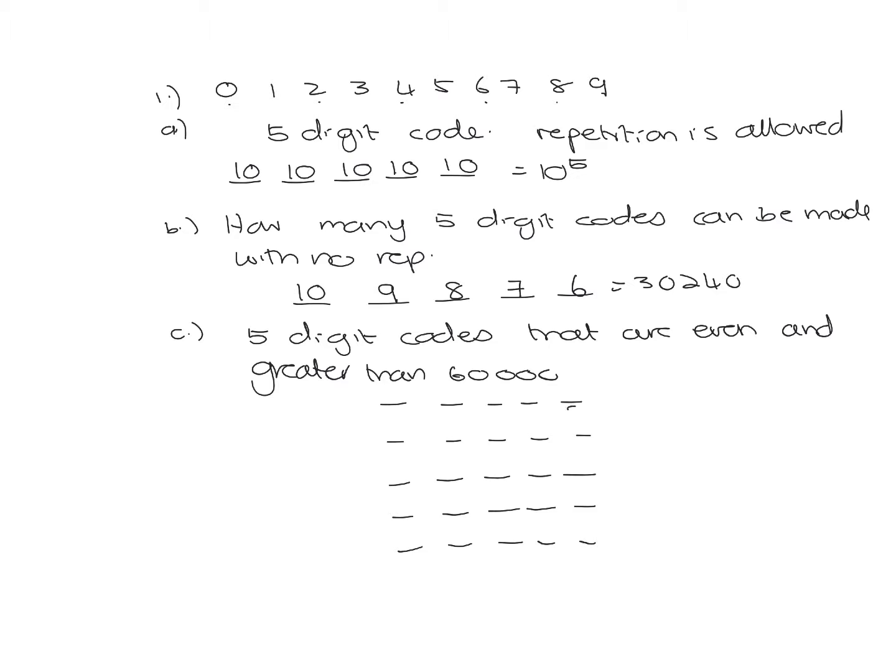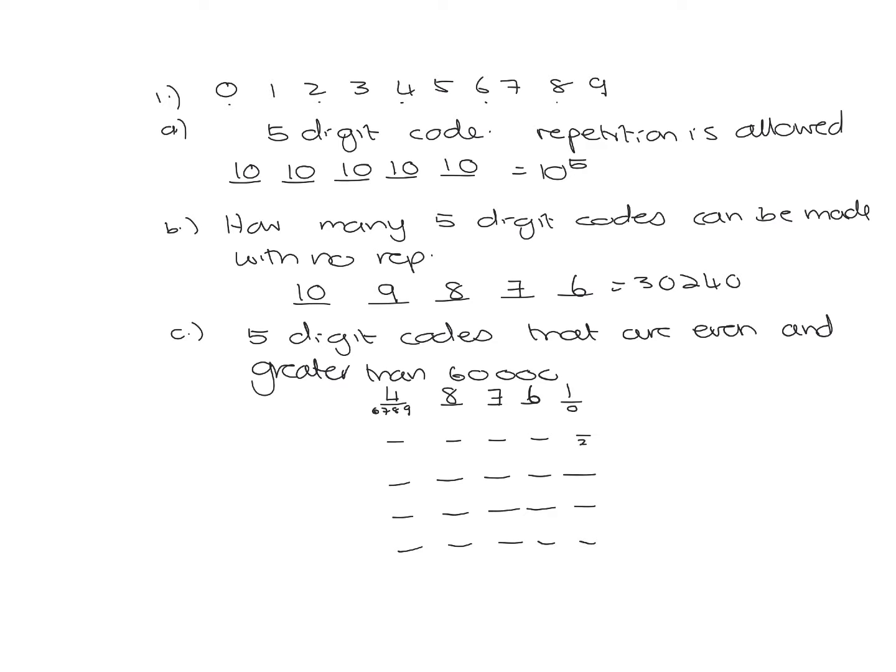If I end with the number 0, there's one choice. That's it, one choice to end with a 0. That number's gone. Now it has to be greater than 60,000, so it can start with a 6, 7, 8, or 9. So there's 4 choices there. Now 2 numbers are gone, so we've got 8 choices of numbers that we can put there, then 7, and then 6.